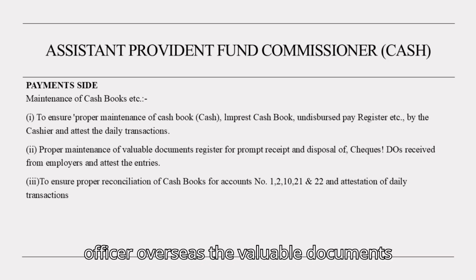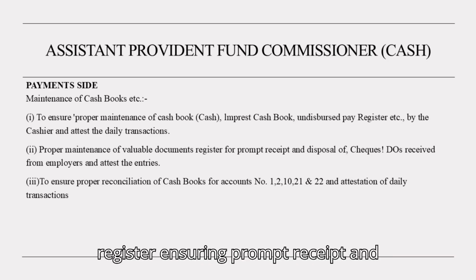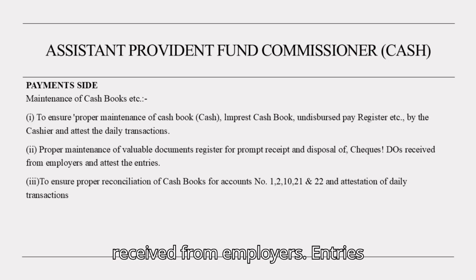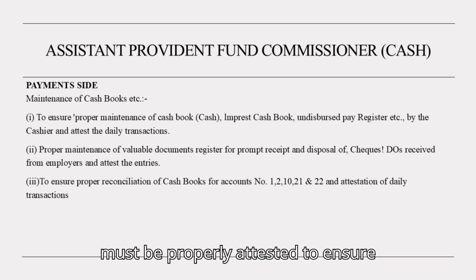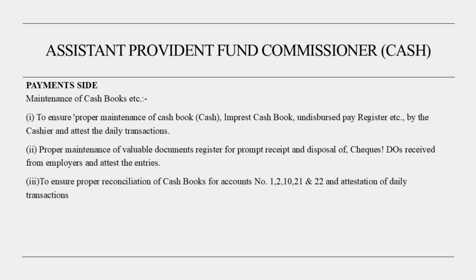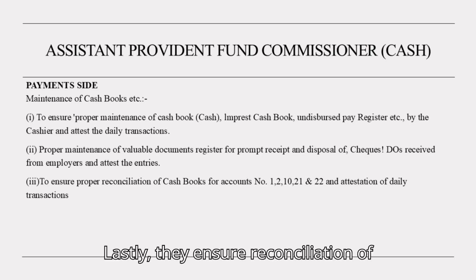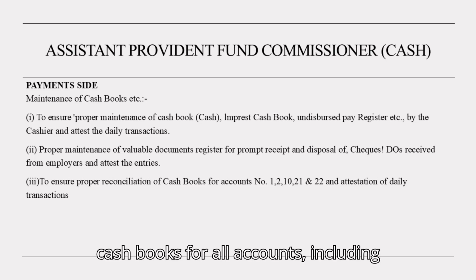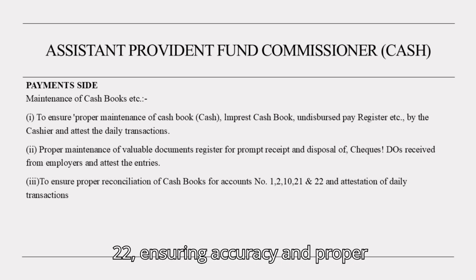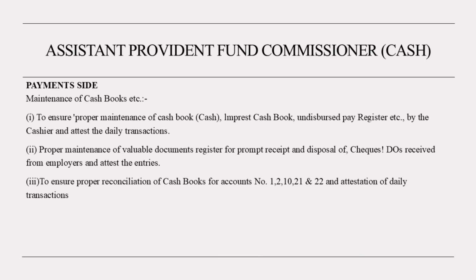Next, the officer oversees the valuable documents register, ensuring prompt receipt and disposal of checks and demand drafts received from employers. Entries must be properly attested to ensure transparency and accountability. Lastly, they ensure reconciliation of cash books for all accounts, including accounts numbers 1, 2, 10, 21, and 22, ensuring accuracy and proper attestation of daily transactions.